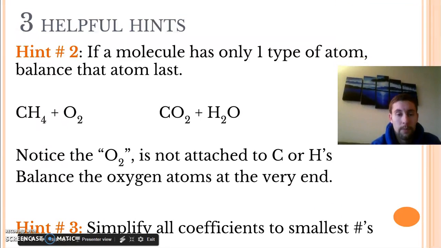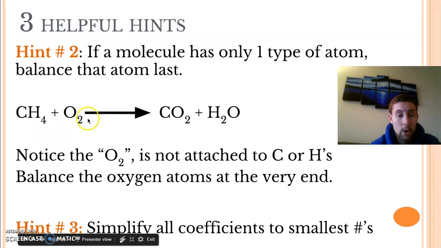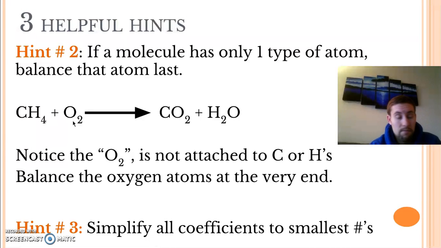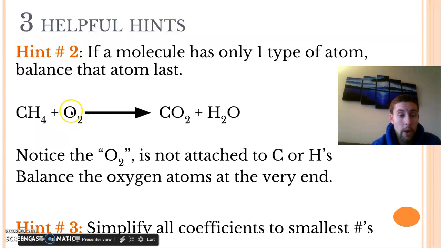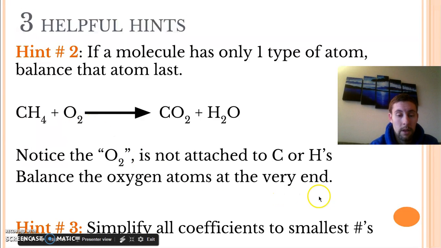Okay, hint number 2. If a molecule has only one type of atom, balance that thing last. So like in this equation, before we had O2, it's just oxygen. There's no other elements in there. There's no carbon, there's no hydrogen, there's no lithium, there's no anything else. Do that element last. And in general, if you're not sure, oxygen is usually the safest one to do last. It tends to mix up stuff the most. And then we'll simplify all of those coefficients, like I mentioned before, to the lowest whole number ratio.